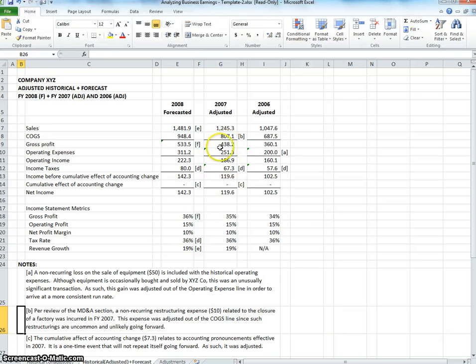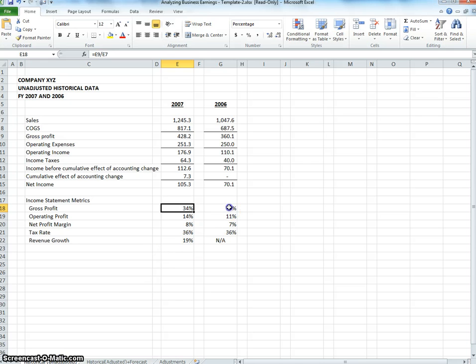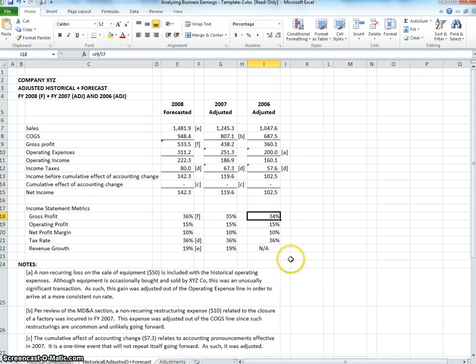So anyway, once I've made that adjustment for COGS, you can see that I am basically projecting a steady increase in gross profit. Contrast that to how it looked unadjusted, which was flat. So that's significant. So I call that out and I explain that in a footnote.